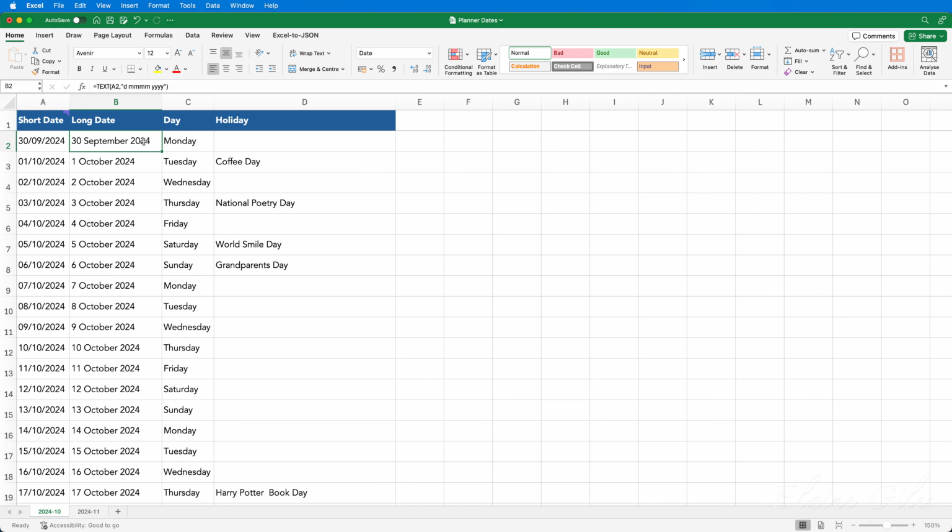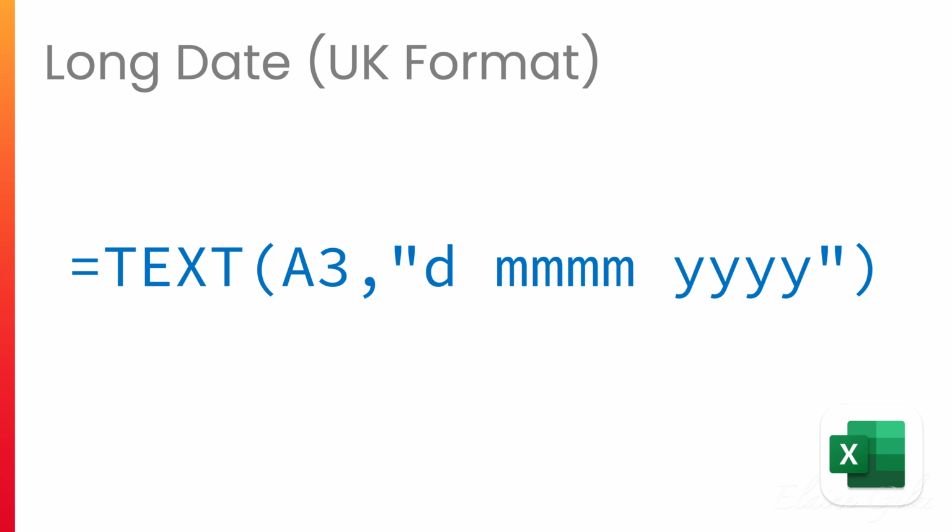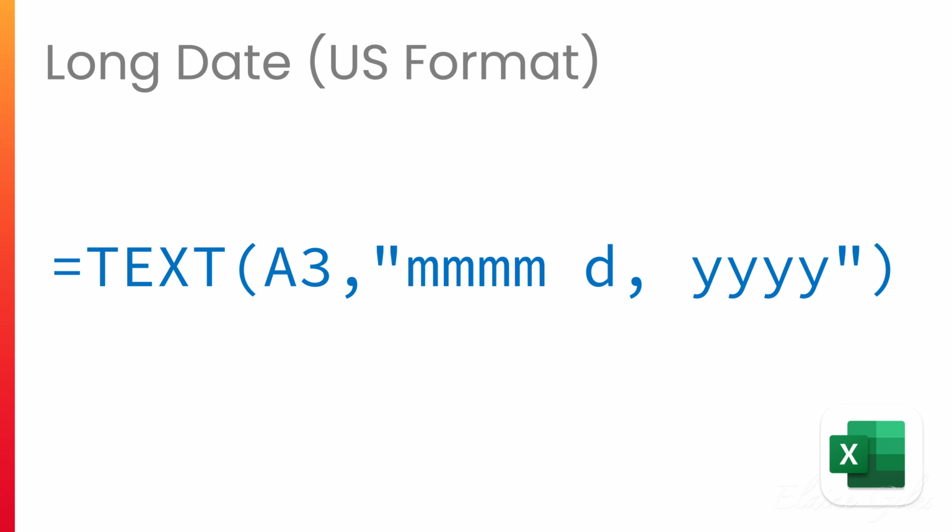So taking a look at that long date, I'm in the UK, so my format is equals text. Then you open the brackets and you give it 2 arguments. The first is tell it where the date actually is. So A3 is the 1st of October. The second argument is telling it what format I would like to use. I would like a single digit to represent the day. I want to see the month in full and I want to see the year in full. And that's what D MMMM YYYY does.